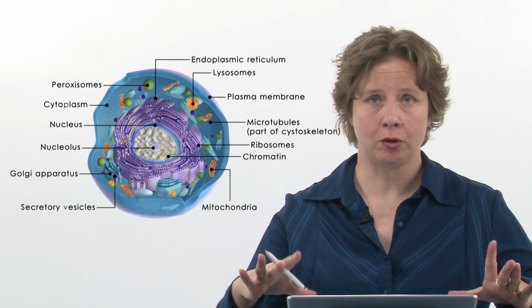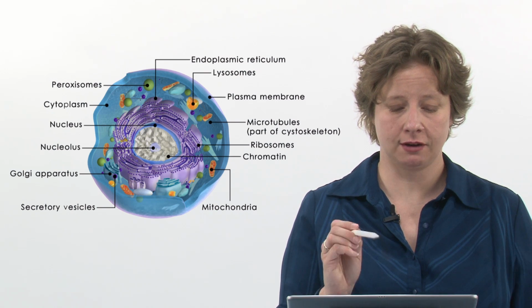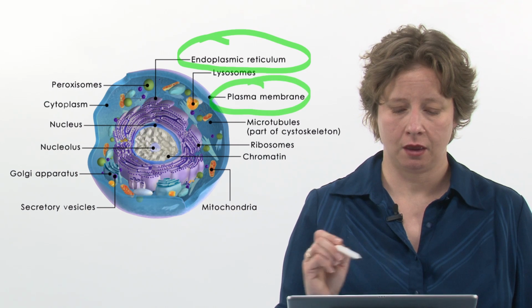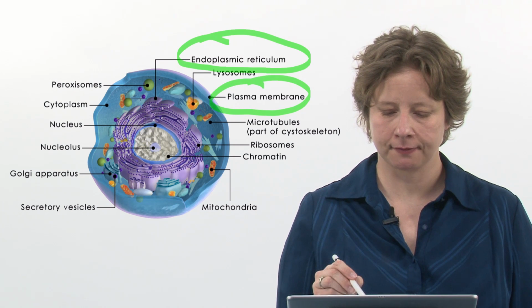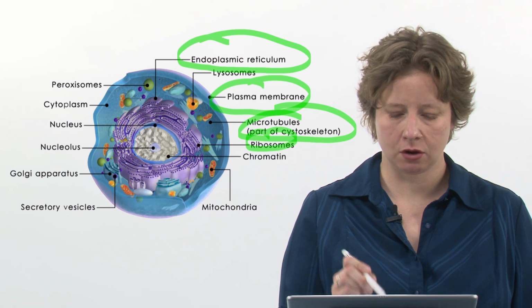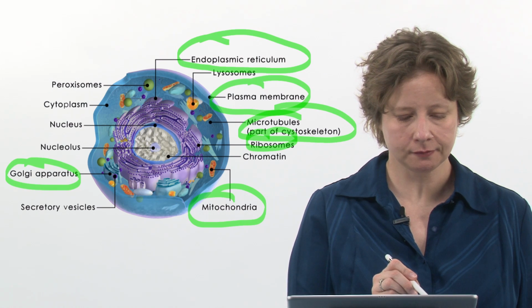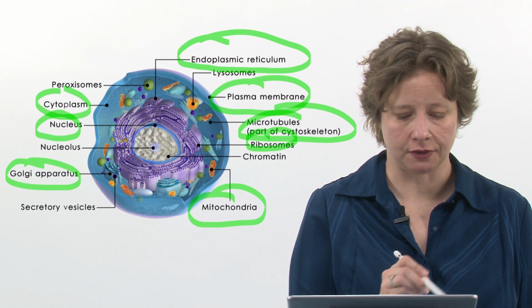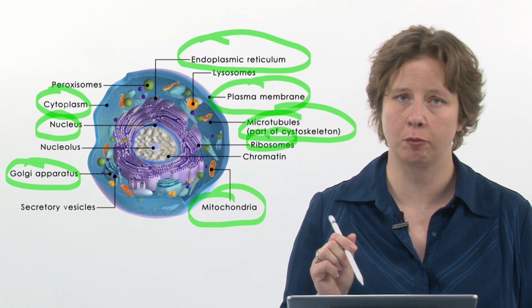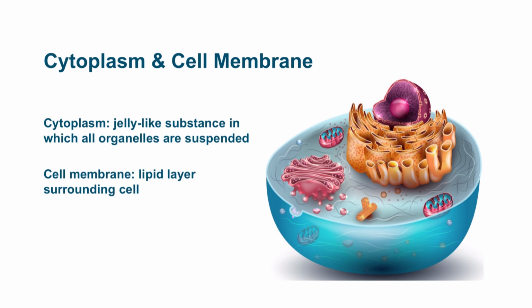This is a good example of a diagram of a cell, and we're going to talk about several of these organelles: endoplasmic reticulum, plasma membrane, the cytoskeleton, ribosomes, mitochondria, the Golgi, the nucleus, and the cytoplasm. And this is an animal cell, so it doesn't show the plant-specific parts. We're also going to talk about plant cells and their unique organelles.